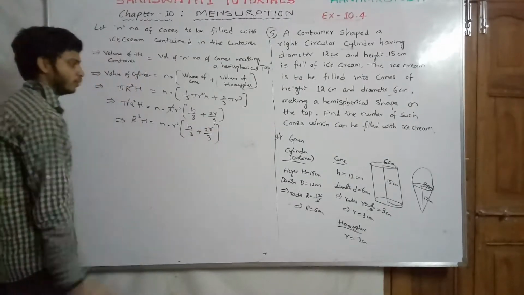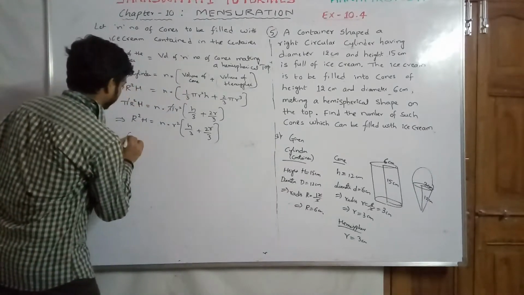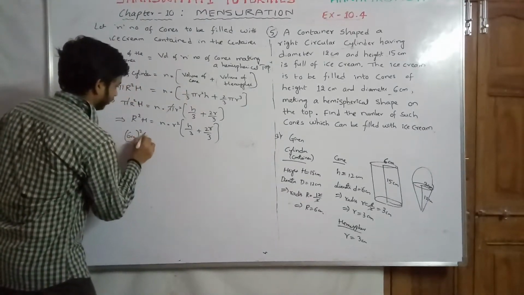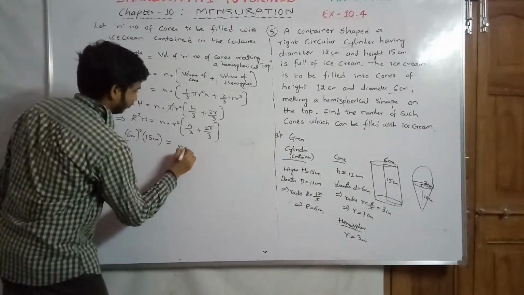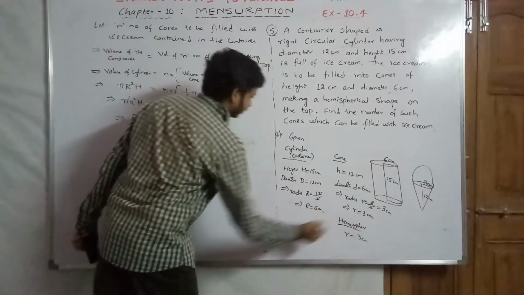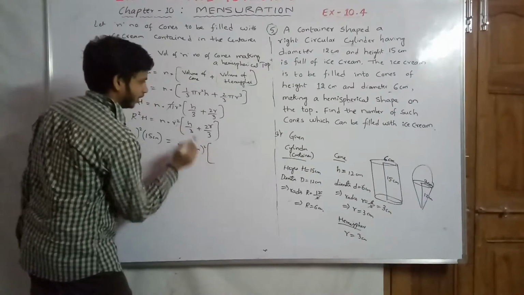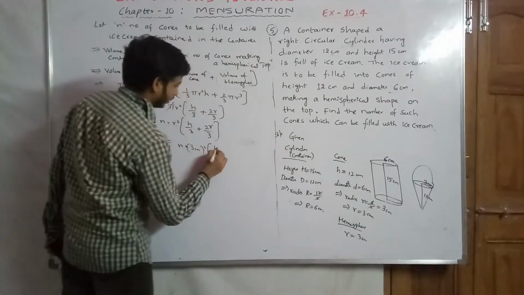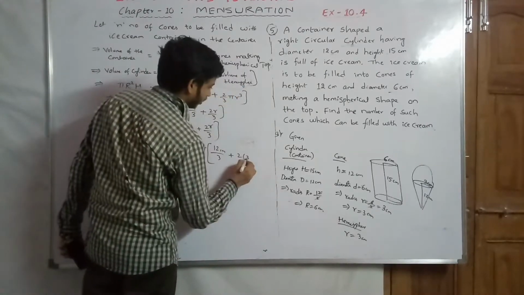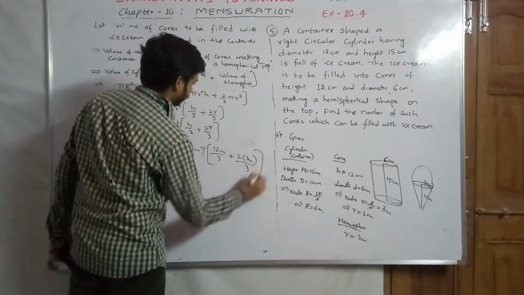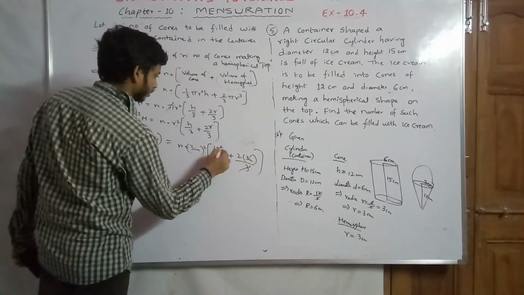Okay, now substitute the values of r and h. Capital R here is 6 centimeters, so (6 centimeters) whole square into capital H, which is 15 centimeters, equals n into small r square, where the smaller value is 3 centimeters. (3 centimeters) whole square into (small h, which is 12 centimeters, by 3 plus 2 into small r value, which is 3 centimeters, by 3). So 2r by 3 is 2 into 3 by 3. The 3 gets cancelled, 3 ones are 3, 3 fours are 12.